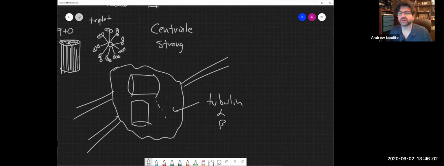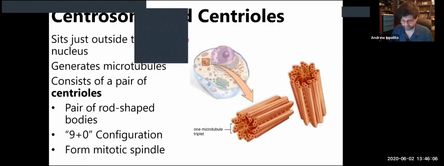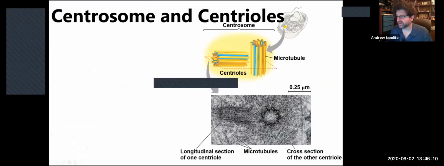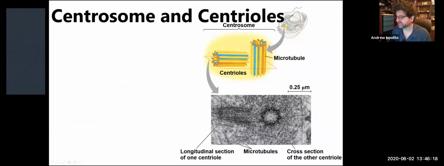So let's go back to PowerPoint. There they are. You can see an electron micrograph. You can see the 9 + 0 right here. And you can see that they're 90 degrees to each other too.